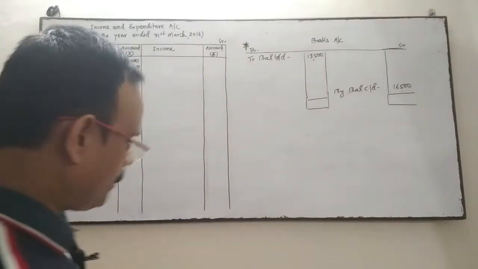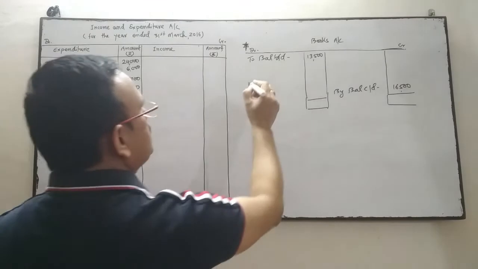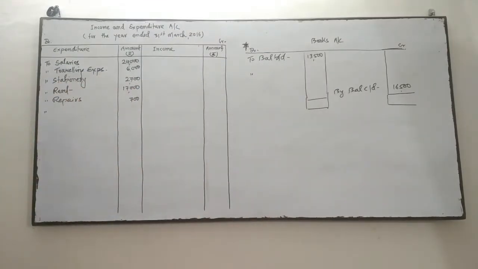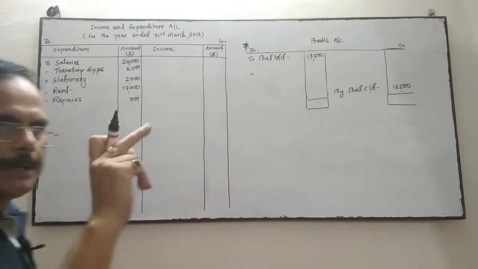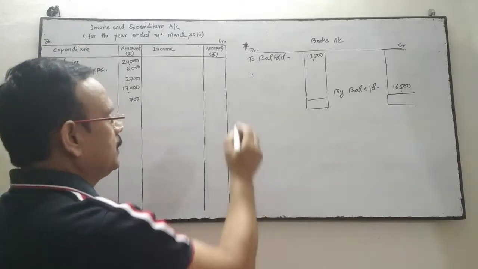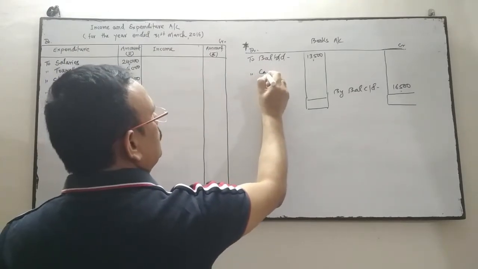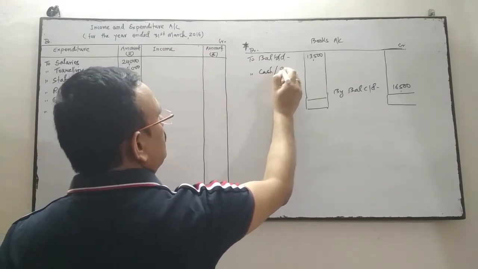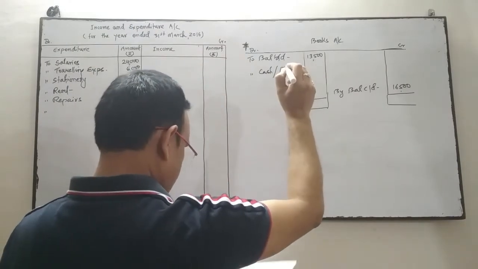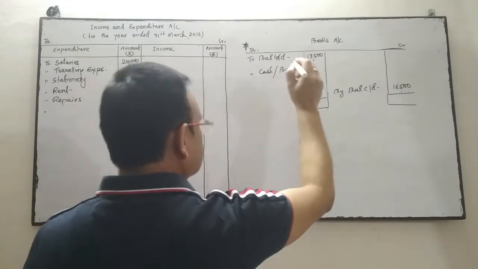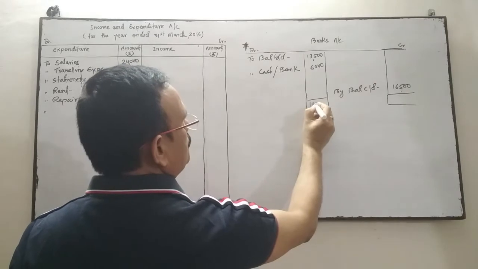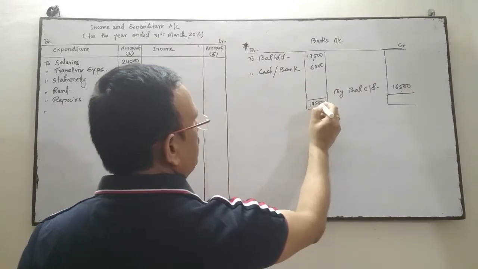And book purchased during the year, it is given in the receipt and payment account, in the payment side, by books, that indicates that this much book is purchased during the year. So you may write cash account or bank account. So the books purchased by you is 6,000 during the year. So total is 19,500.